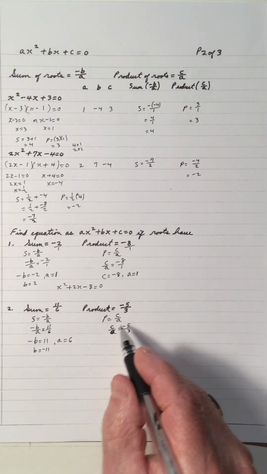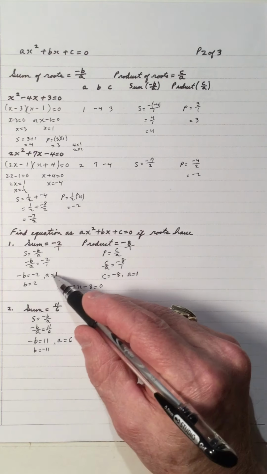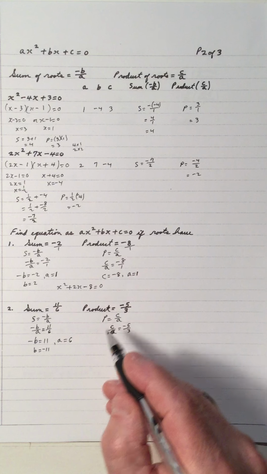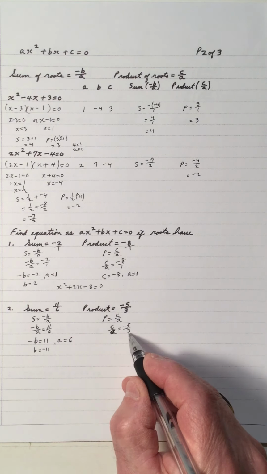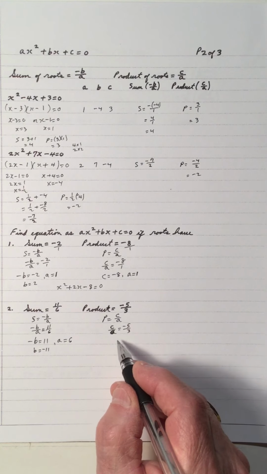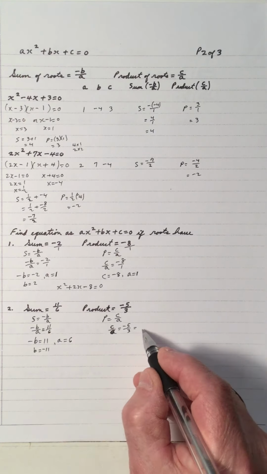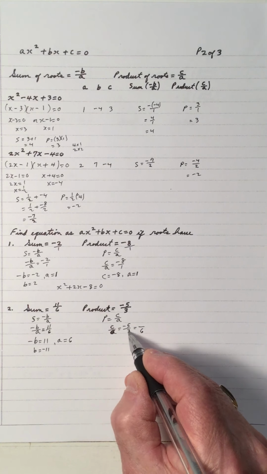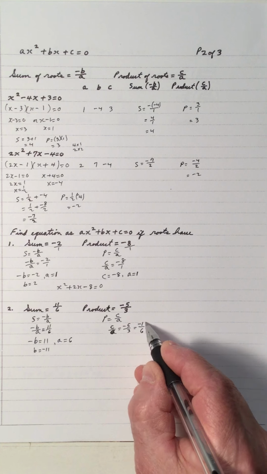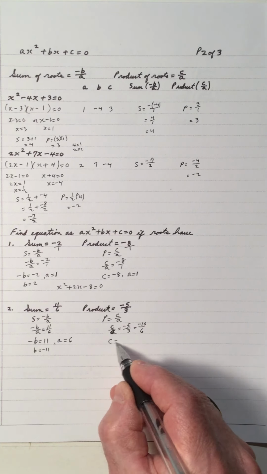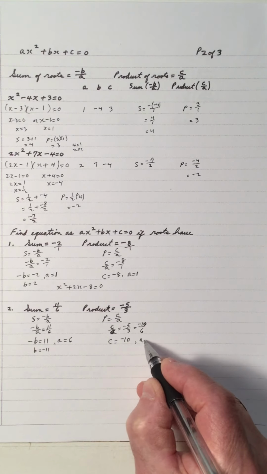So notice that up here, a was 1 and a was 1, so everything was okay. But notice here, a is 6, and here a is 3. So we have to have the a the same. If we want a to be 6, we want a 6 here. So we take the 3 and multiply by 2 to get 6. So 2 times negative 5 is negative 10. Now c is negative 10, and a is 6.